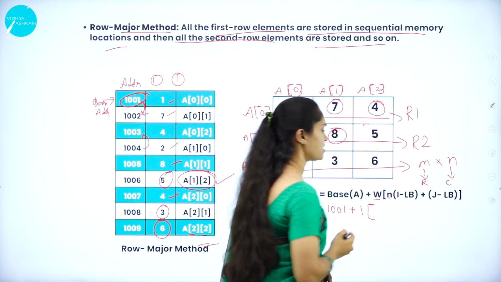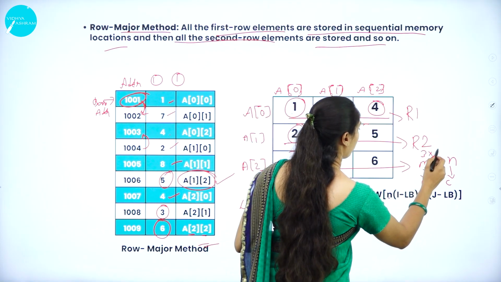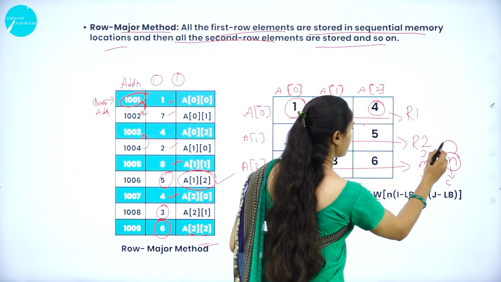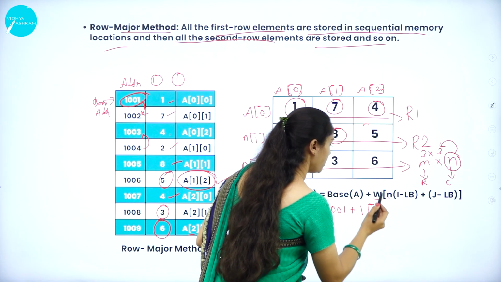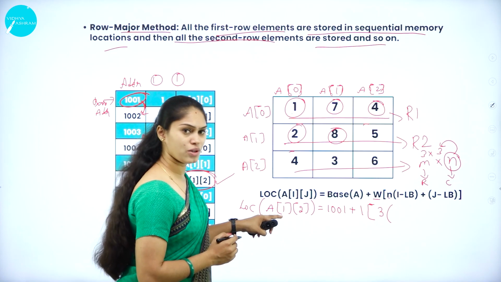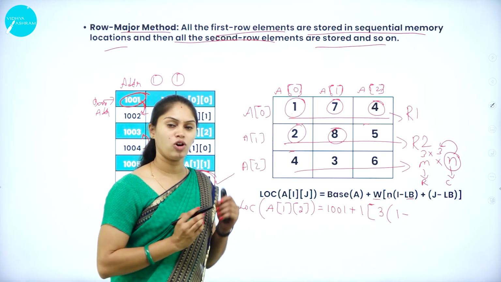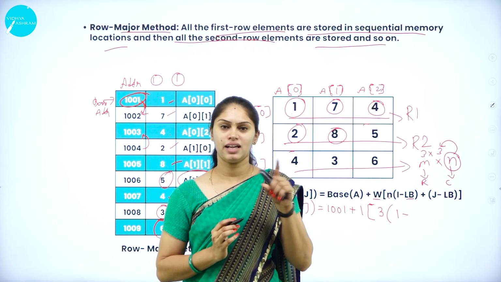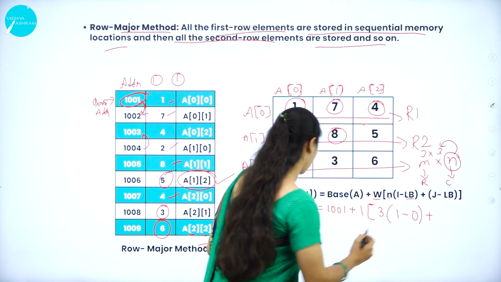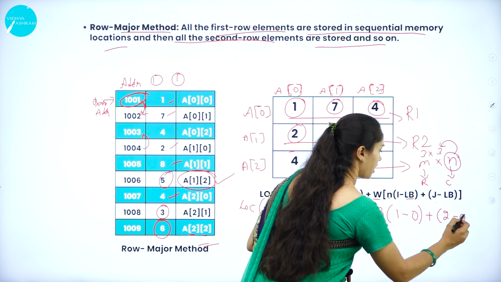What is N here? We know M cross N is rows into columns. We have 3 rows and 3 columns, but N is the number of columns, so N will be 3. Then I minus LB. What is the I value here? That is 1, minus LB, which means lower bound. Lower bound is nothing but the first index, which is always 0. Plus J, which is this value, that is 2, minus LB, which is again 0.